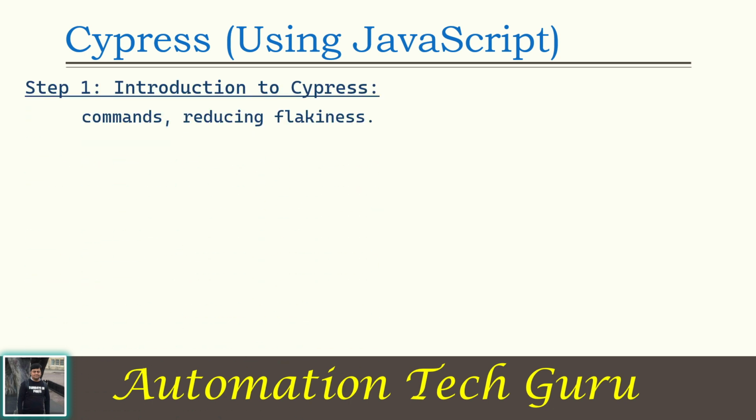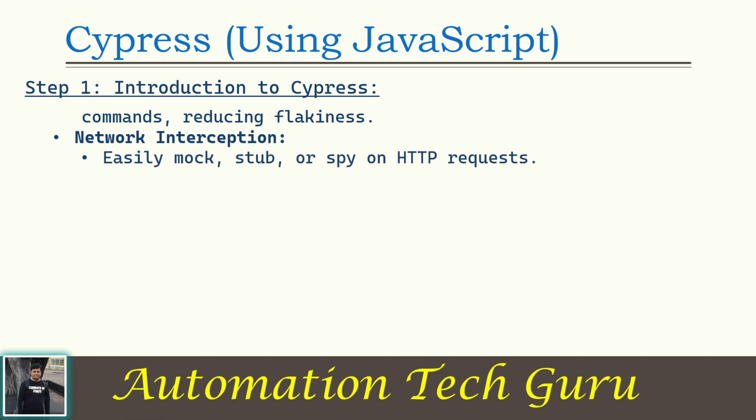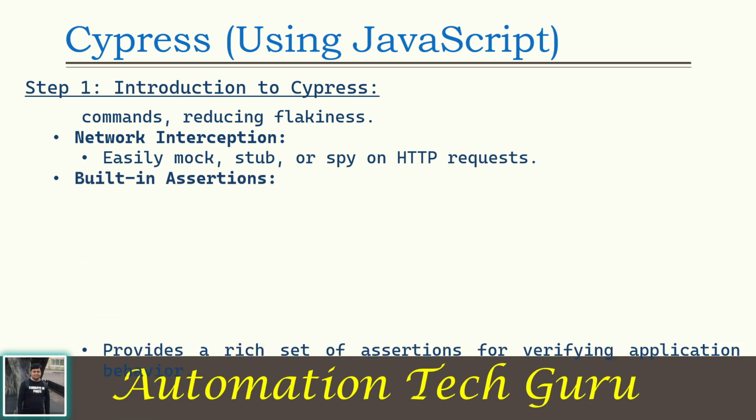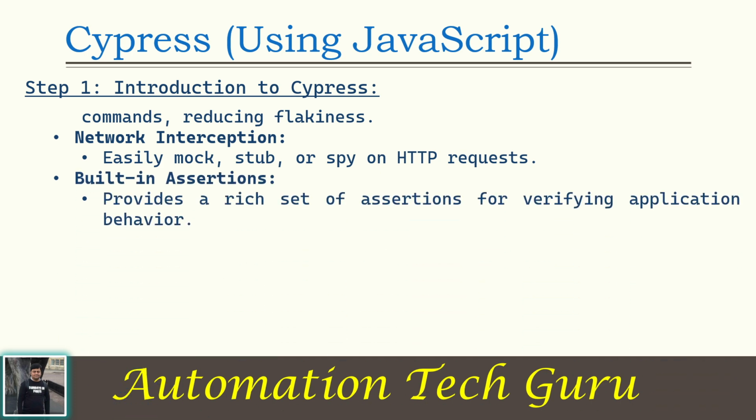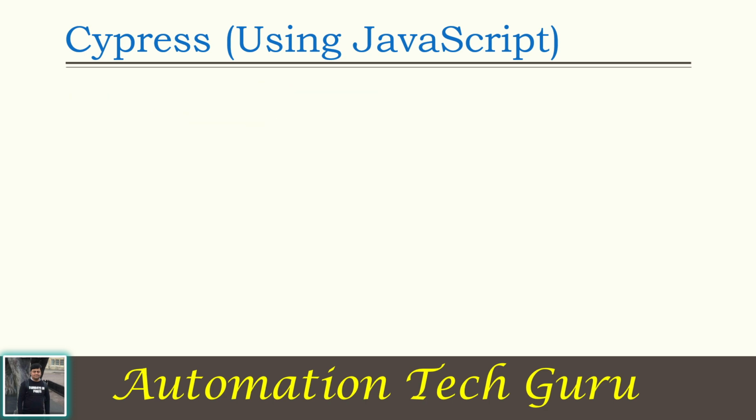Automatic waiting: Cypress waits for elements to be ready before executing, reducing flakiness. Network interception: easily mock, stub, and spy on HTTP requests. Built-in assertions: it provides a rich set of assertions for verifying application behavior.